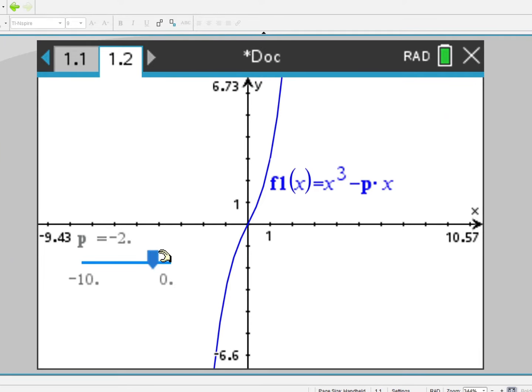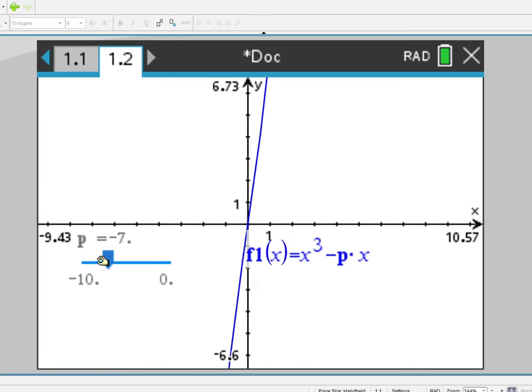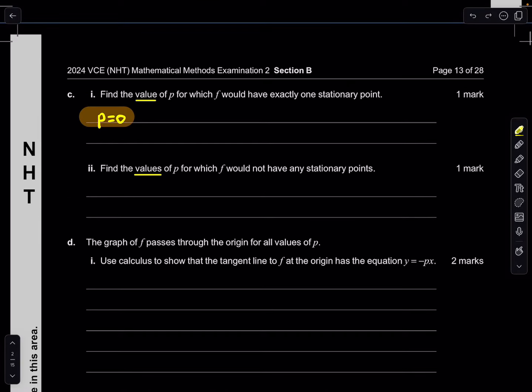So, when p is less than 0, we get this kind of graph, which has no stationary points. So, yeah, where p is less than 0. That's your answer for the next one. So, I'm going to write it in this notation, much easier. So, p is an element from negative infinity to 0, not including 0. Remember, if you include 0, that's when you do have one stationary point.